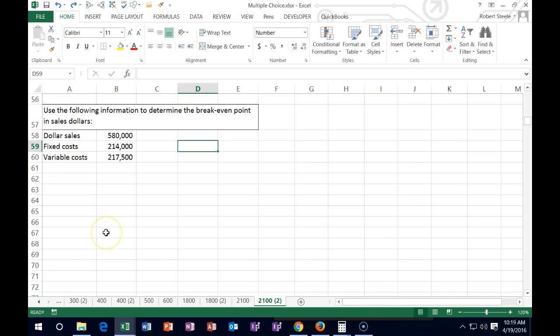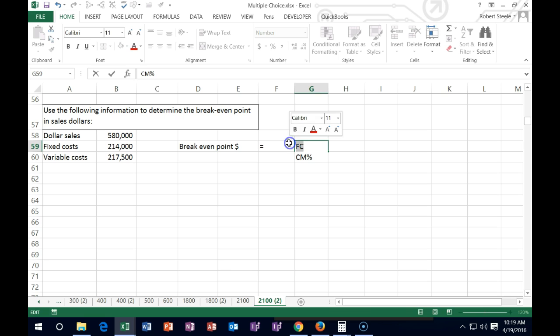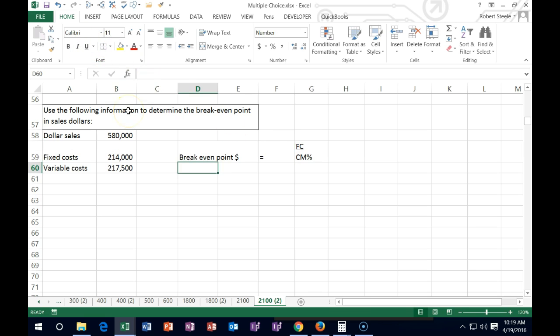Next one says we're going to use the following information to determine the break-even point in dollars, and we have the dollar sales, the fixed costs, and the variable costs. So first we need to know what is going to be the break-even point formula in dollars, and we're going to say that's going to be equal to the fixed cost over the contribution margin percent. I'll let you derive that, but if you just know this formula, you'll be able to work problems such as this. I'm going to go ahead and center that, and I'll put this in the middle there.